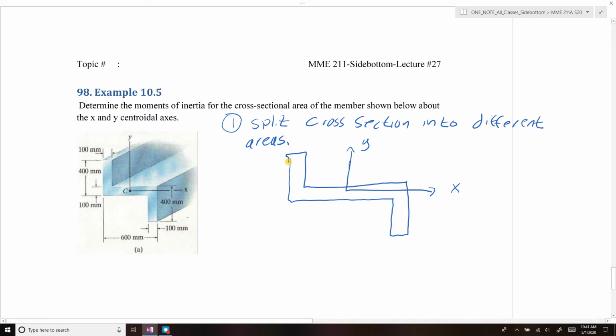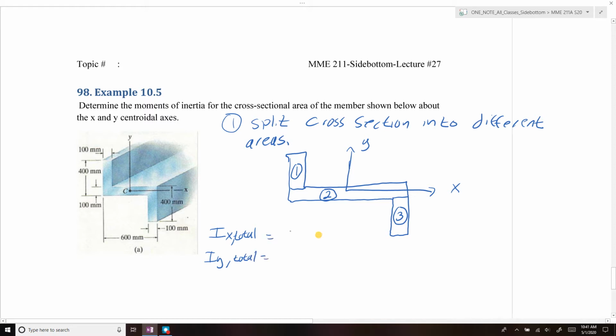Alright, so we can break this section into 3 parts. We're going to break them into section 1, section 2, and section 3. So we want to determine what is the total moment of inertia about the x-axis and what is the total moment of inertia about the y-axis.